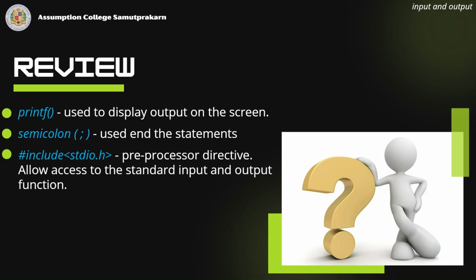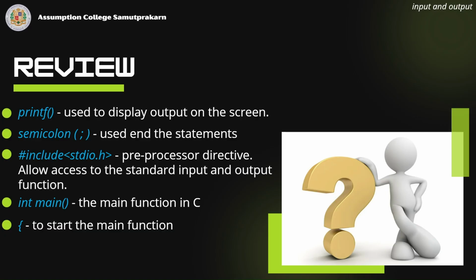Now, let's review the basic structure of a C program. First, every C program usually starts with a preprocessor directive. In our case, we use #include, open and close angle brackets, stdio.h. This allows the program to access standard input and output functions such as printf and scanf. Second, every C program must have one main function because it serves as the starting point of the program. Int main, open and close parenthesis, followed by an open curly brace to start the function, and a close curly brace to end the function.